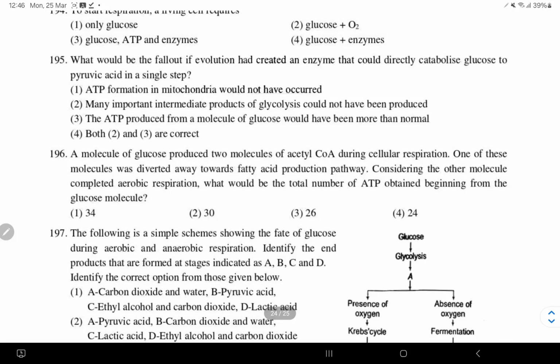What will be the fallout if evolution had created an enzyme that would directly catalyze glucose to pyruvic acid in a single step? Many important intermediate products of glycolysis could not have been produced. The ATP produced from a molecule of glucose would have been, no, option 2 is right.